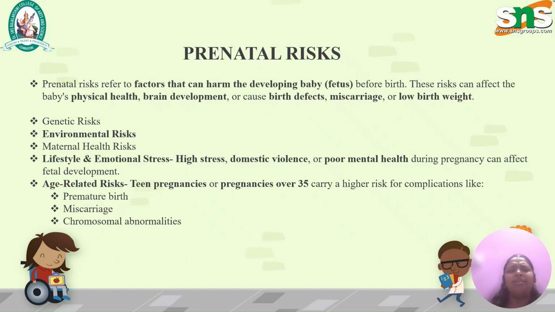There are many reasons why prenatal risk happens. First is genetic risk. For example, if a mother or a father, or grandparents have some genetic issues like blindness or some handicap, sometimes it will affect the baby too. Next is environmental risks, like sounds from the environment, or some other things.